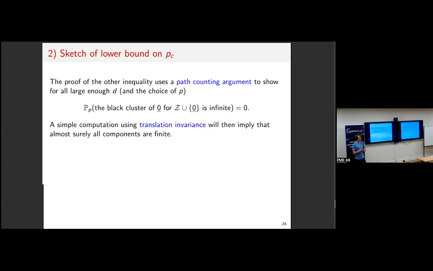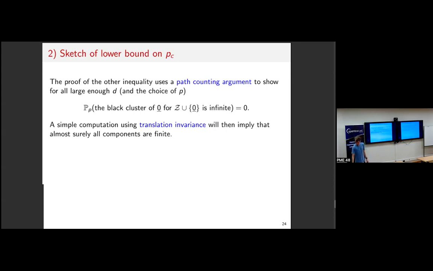And then if you have this, you can use this Mecke formula that we had before and translation invariance to show that actually, if this probability is 0, this is already enough to say that almost surely there is no infinite component anywhere in the whole space. So just having one point is actually enough to say this for the whole space.